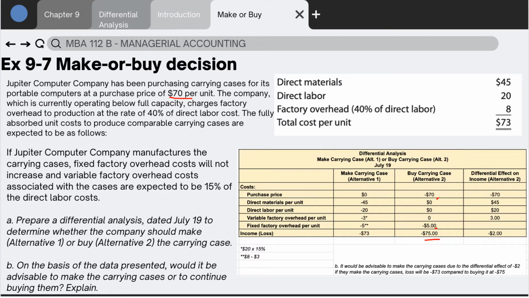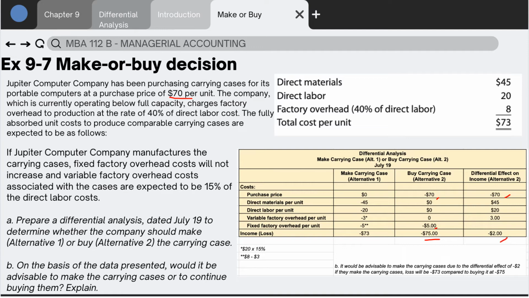For the differential effect on income, if you're going to calculate the difference between buying and making, we will have a cost of $70 if we're going to purchase the carrying case, and we're going to eliminate the costs, which is at a positive amount here, because if we're going to buy the carrying case, we won't be needing these following unit costs. So that's $70, 45, 20, and 3 for the cost in making the carrying case. So we'll have a differential effect on income of $2.